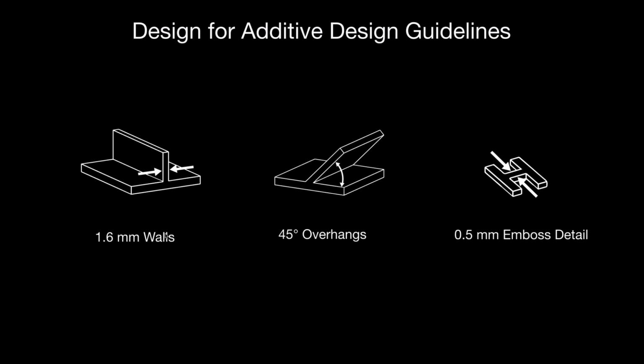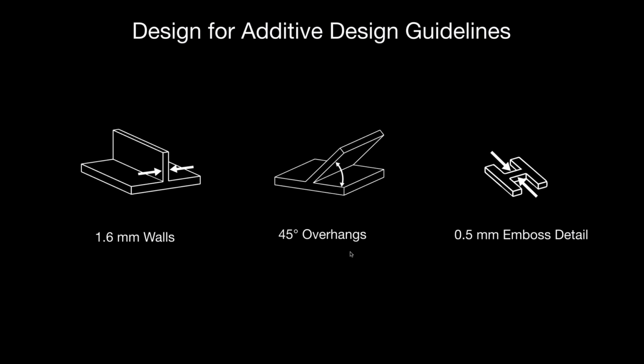So for one, you're going to want to go no lower than 1.6 millimeter wall thickness. A little background on that: as the printer head is tracing each path, you're going to want to make sure that there's 4 total paths, and the nozzle is 0.4 millimeters in diameter. So you want that to make 4 total passes to ensure that the part is going to print reliably.